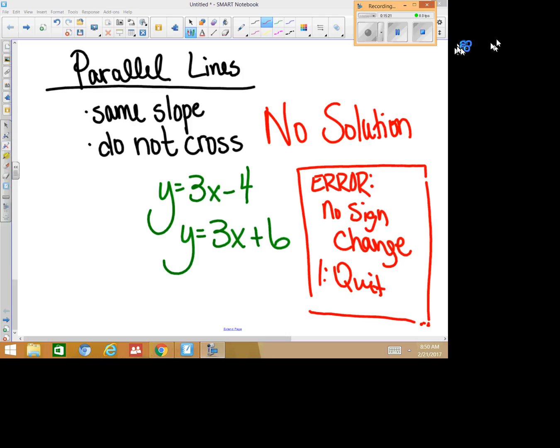Let's look at another type. This one is a no solution. So if I have a no solution, or one point where they cross, what do you think could be another option? What's the opposite of nothing? Everything. What's the word that means everything? Infinity.